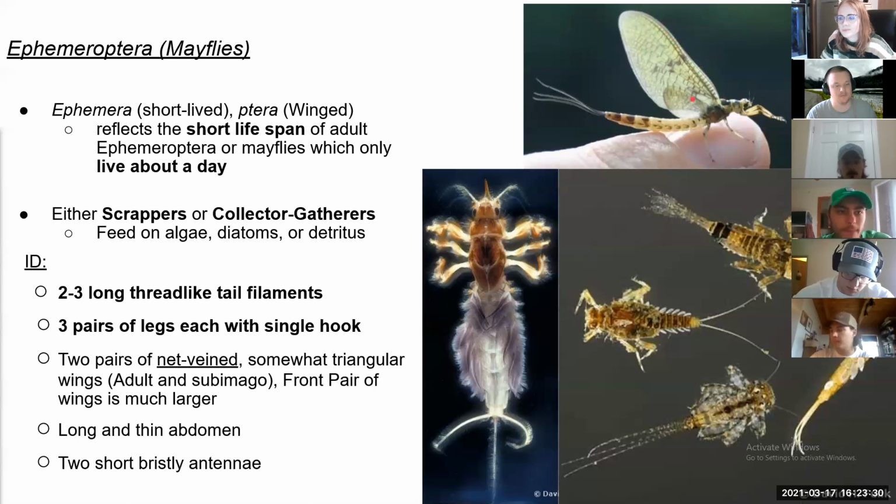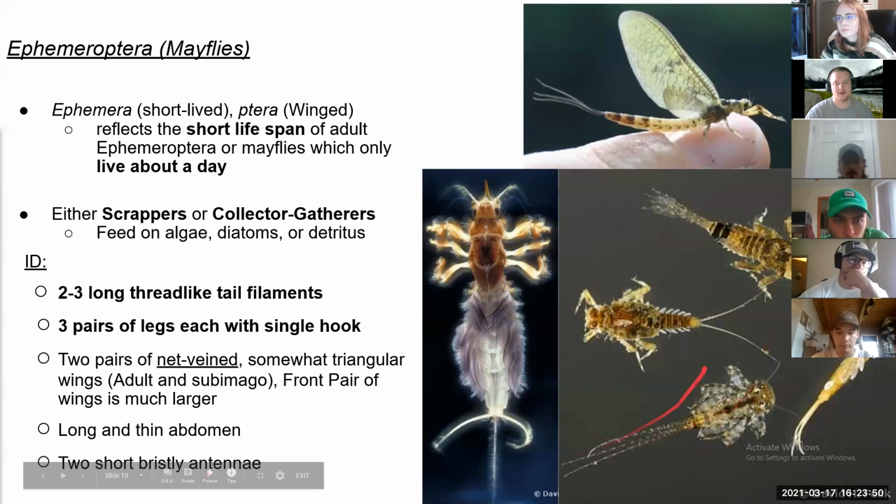You can see here. And then they have this long and thin abdomen, and then the antennae are these short and bristly antennae. So this would be more of your adult stage, and these would be more of your nymphs.